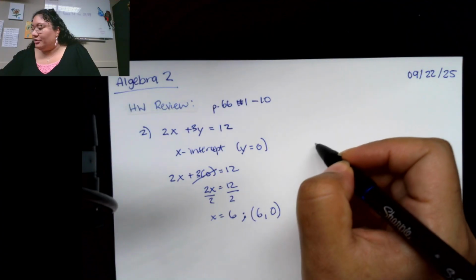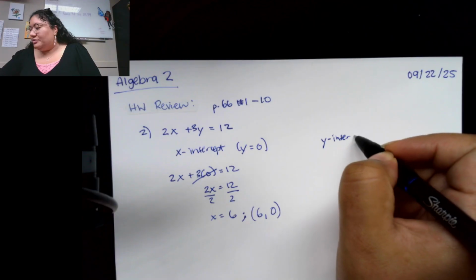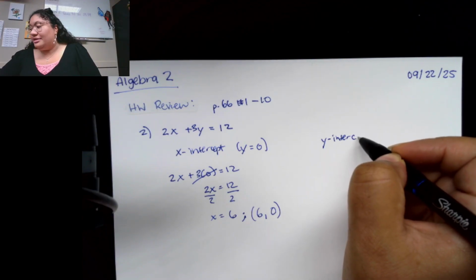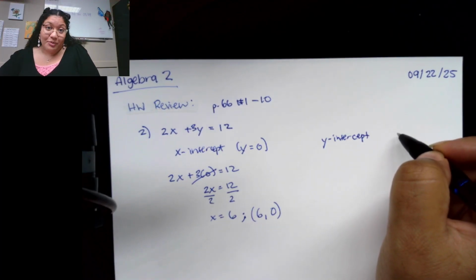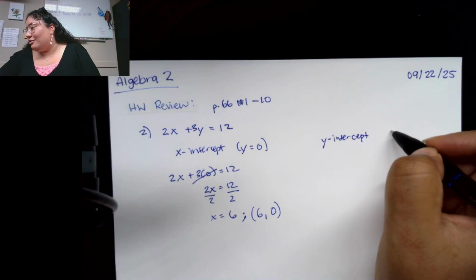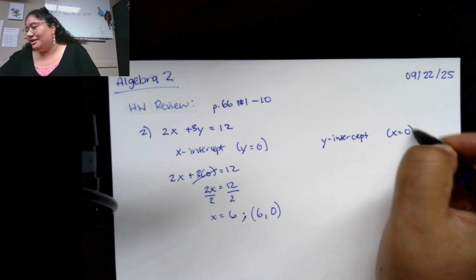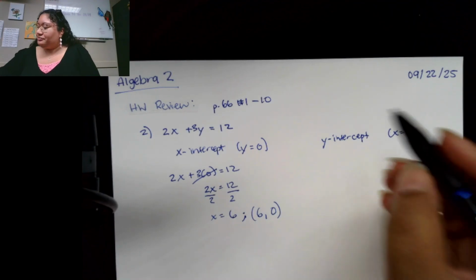Now let's do our y-intercept. So if I put y equals 0 for my x-intercept, what would I put to 0 for my y-intercept? X, yes. Hopefully you guys answered.